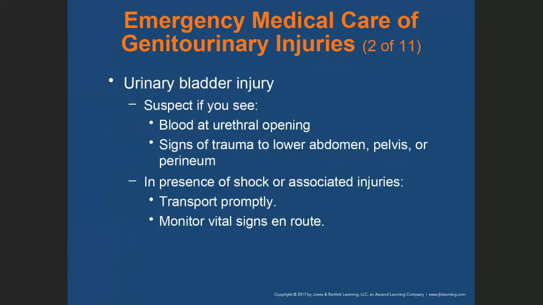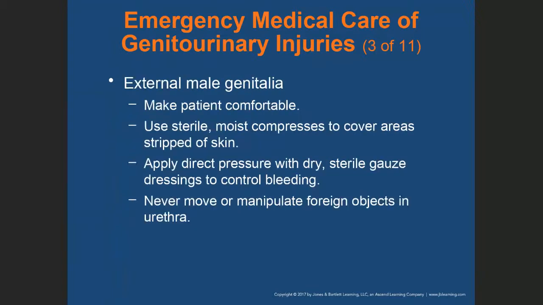For the urinary bladder injury, suspect it if you see blood at the urethral opening, or signs of trauma to the lower abdomen, pelvis, or perineum. The perineum is that area between the vaginal opening and the anus. In the presence of shock or associated injuries, transport promptly and monitor vital signs en route.